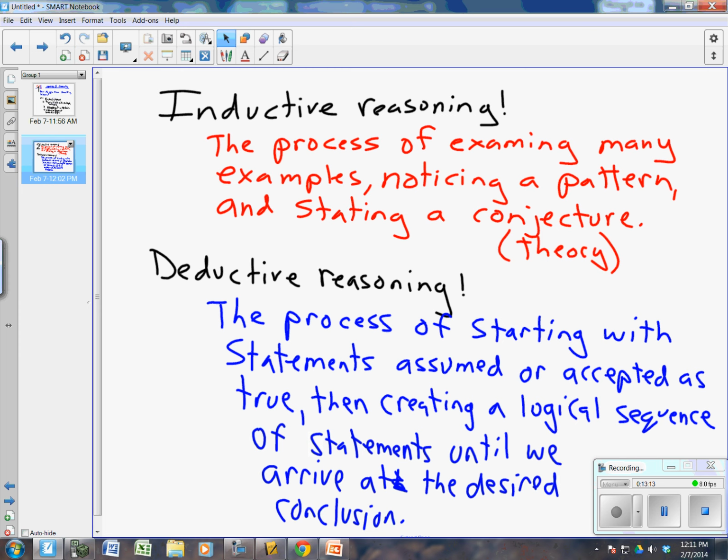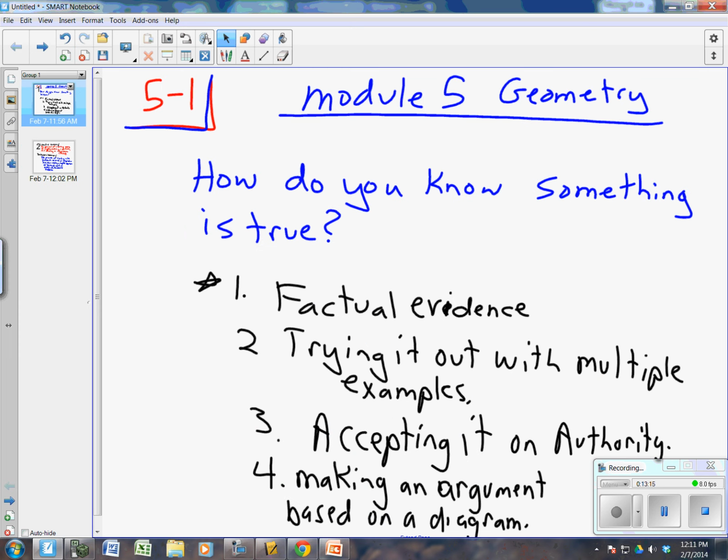Okay, so is it factual evidence? Did you try out multiple examples? Did you accept it on authority? Or did you make an argument based on a diagram? All four of them? Okay, we're going to do this today.